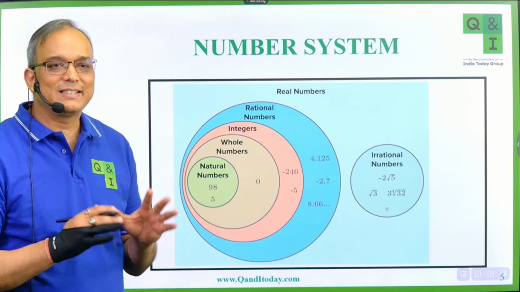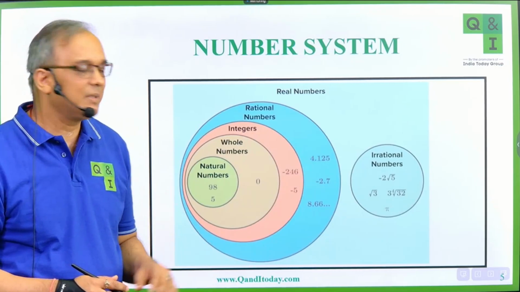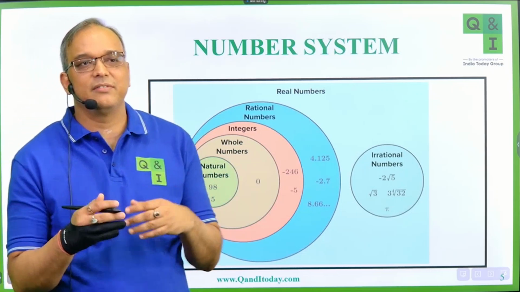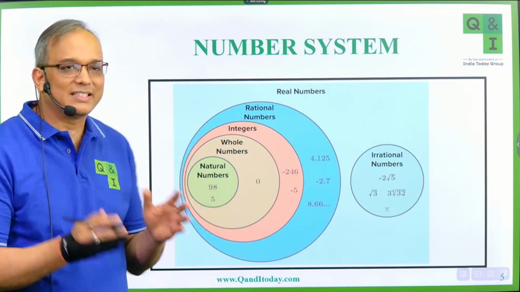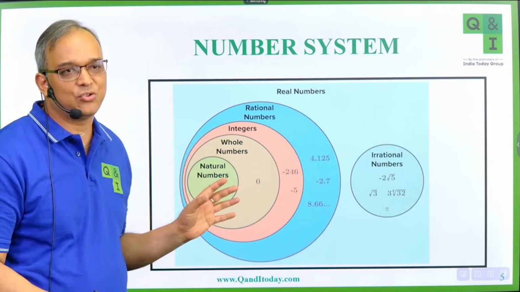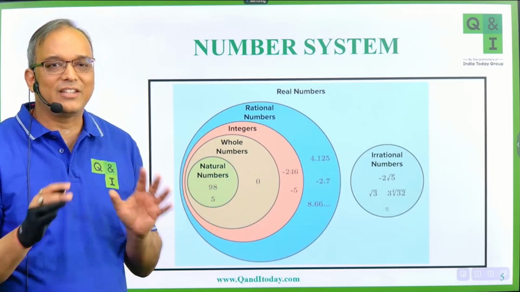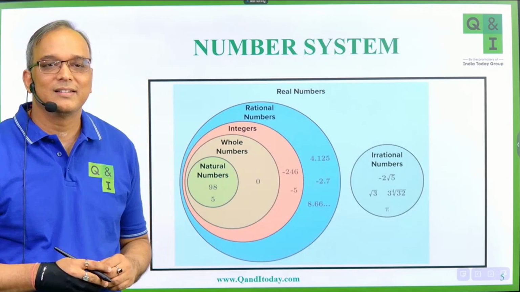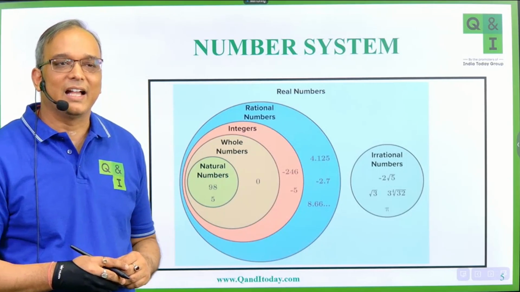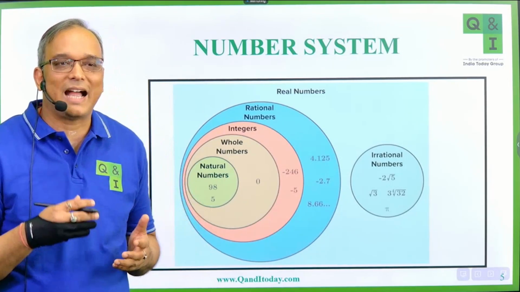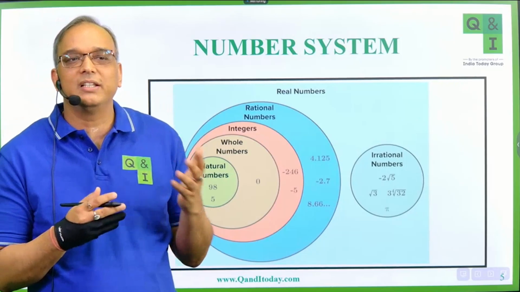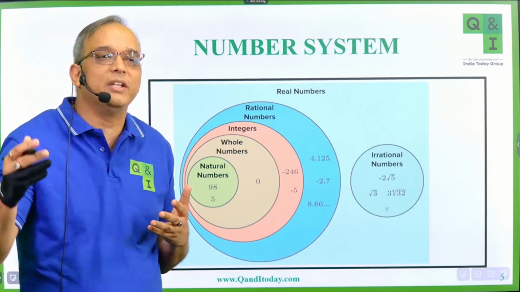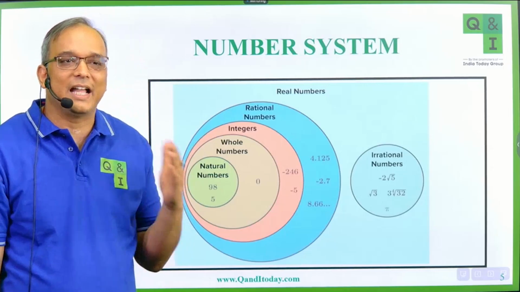So let us begin with a basic concept. The smallest number system, which is a subset of all number systems, is natural numbers, right? What are natural numbers? Numbers from 1 to infinity, all counting numbers starting from 1. So 1, 2, 3, 4 up to infinity. These are natural numbers.